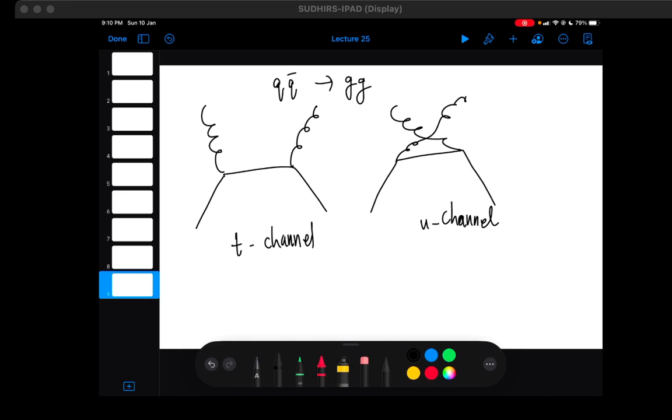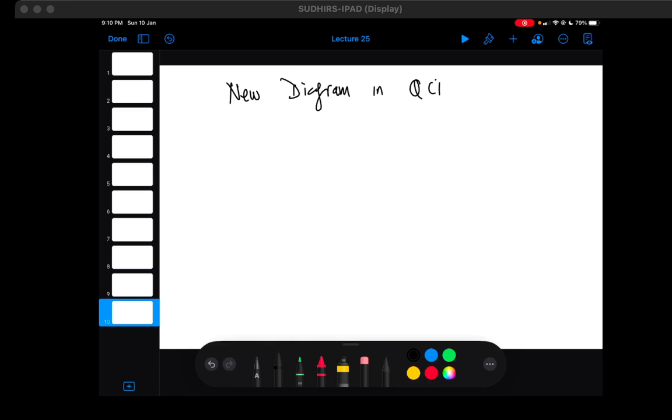Okay, but then you would have one more diagram in QCD, which is of this type. This is an S channel diagram, in which you have a quark and an antiquark, then a gluon, and here you can see the triple gluon vertex playing a role.